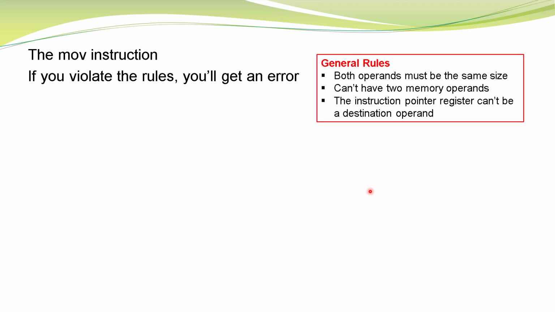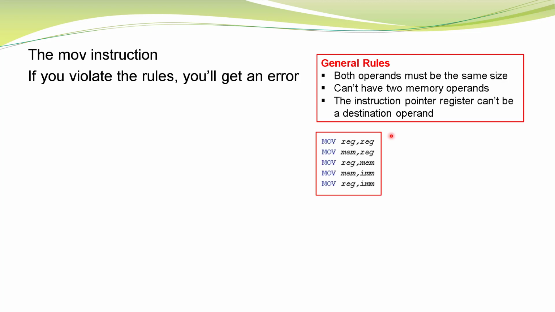The move instruction. This is the one you're going to use more than anything else. There's some general rules that you have to follow. The first 2 are the most important. You really don't get into trouble much on the third one. First of all, both operands have to be the same size. If one of them is 16-bit, then the other has to be 16-bit. Doesn't matter whether it's memory or register. And the big rule that gets to be a real pain is you can't have 2 memory operands. That means you couldn't move data from one variable, if you will, to another variable. You've got to go through a register to do that.